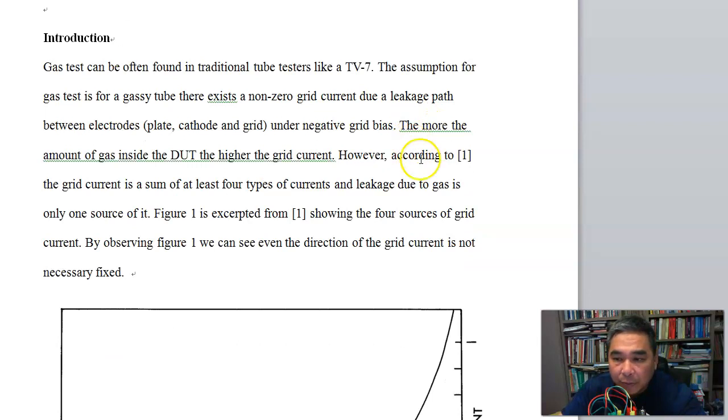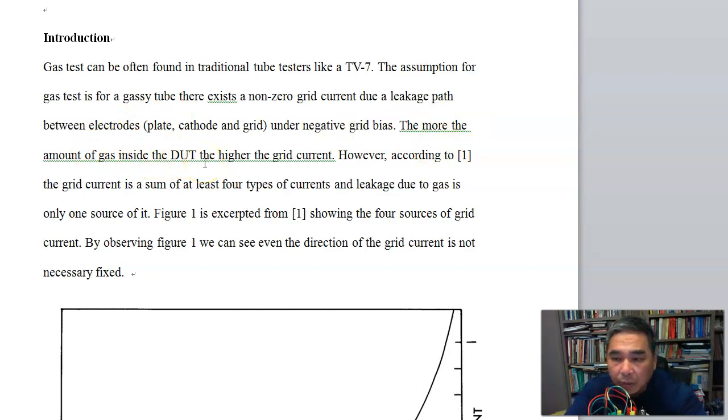The theory or the assumption for the gas test is if a tube is gassy, there exists a non-zero grid current due to leakage paths between electrodes under negative grid bias. Theoretically, under negative bias, the resistance you look into the grid should be very, very high, like several megaohms. But if there is a leakage, you'll see grid current. And the assumption is the more gas inside the device under test, the higher the grid current.